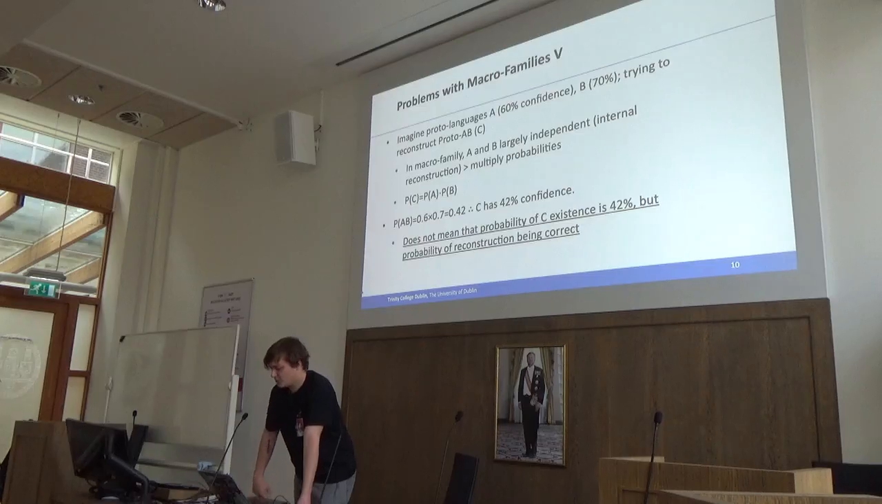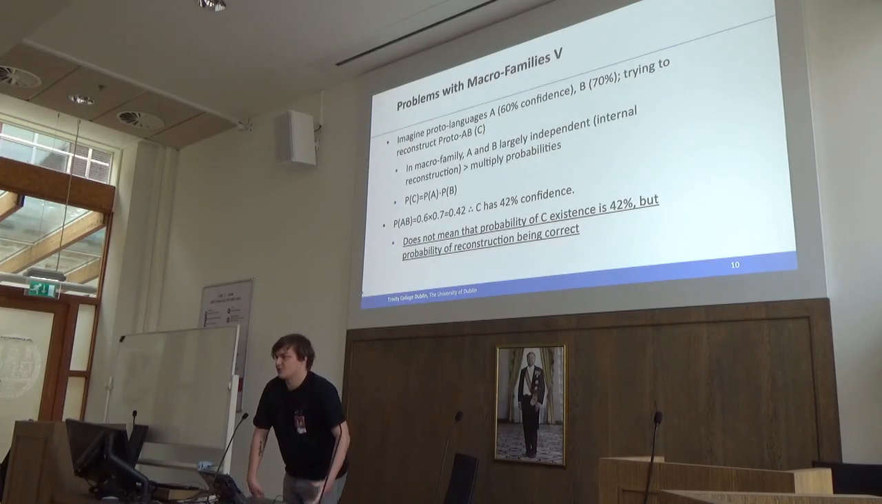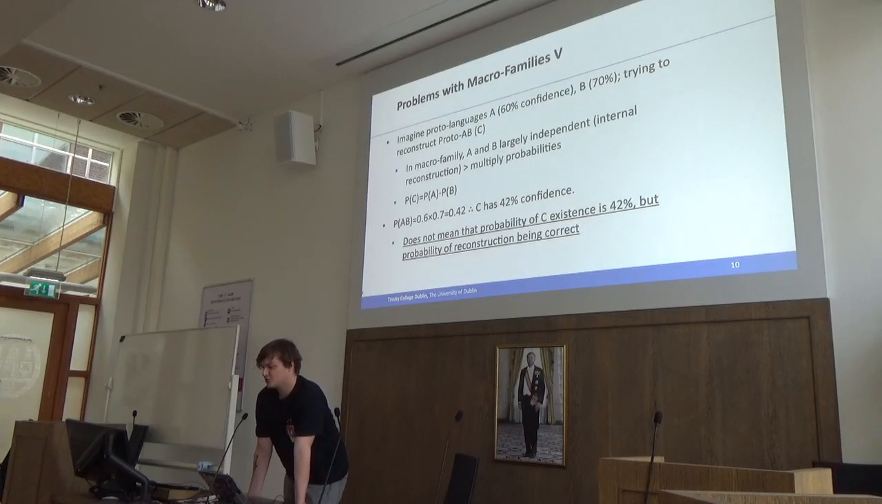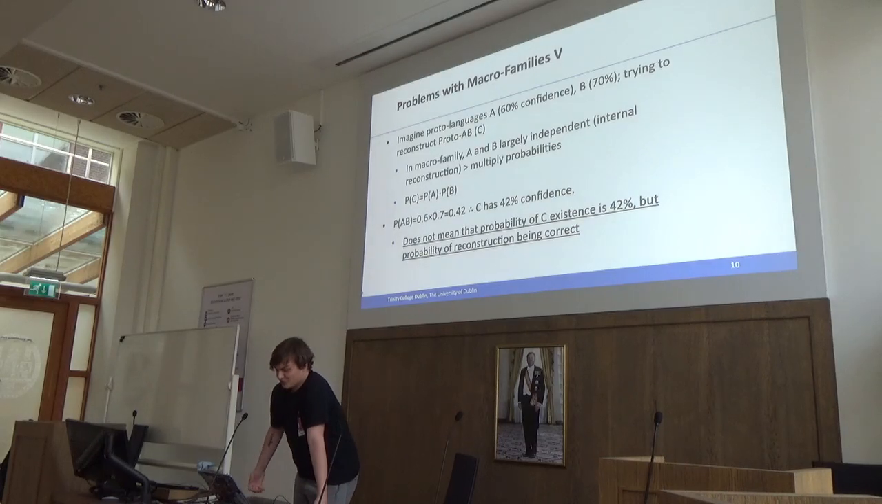So if you can imagine a proto-language A that has 60% confidence in the reconstruction, and a proto-language B that has 70%, if you're trying to reconstruct proto-AB, these are largely independent, right? So you're not reconstructing them with the idea in mind that they're related to each other, because that's a circular argument. So you multiply the probabilities, and you get the proto-language C, or the reconstruction of C, has a 42% confidence level, which is way below what we want. So we need to be very confident in our reconstructions to be confident in our reconstructions of reconstructions.